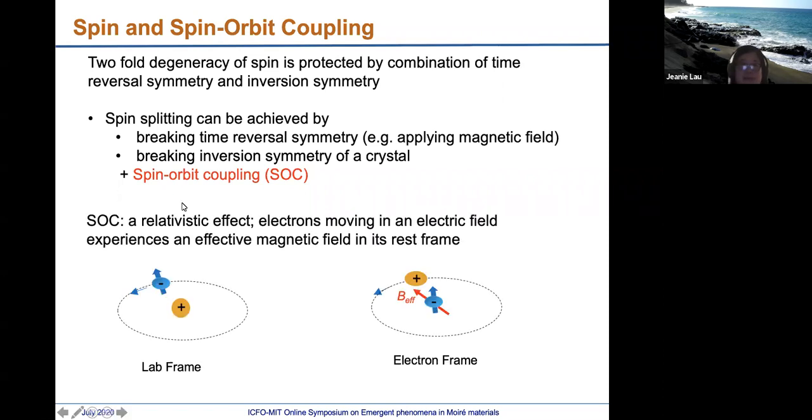So what is spin-orbit coupling? Spin-orbit coupling is a relativistic effect. If you have an electron moving in an electric field, in this case the electric field of the crystal, for example an electron moving around the nucleus, it will experience an effective magnetic field in its rest frame. In the rest frame, the electric field between the electron and the nucleus will look like a magnetic field to the moving electron. This is basically spin-orbit coupling in a nutshell.